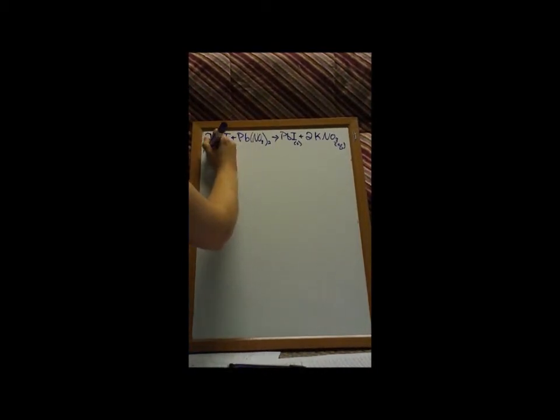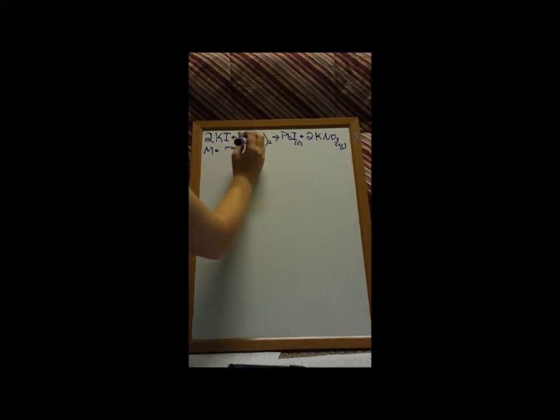It gives us the molarity and the milliliters, and we need to know the formula. Molarity, which is what this capital M means, equals moles, abbreviated MOL, over liters.